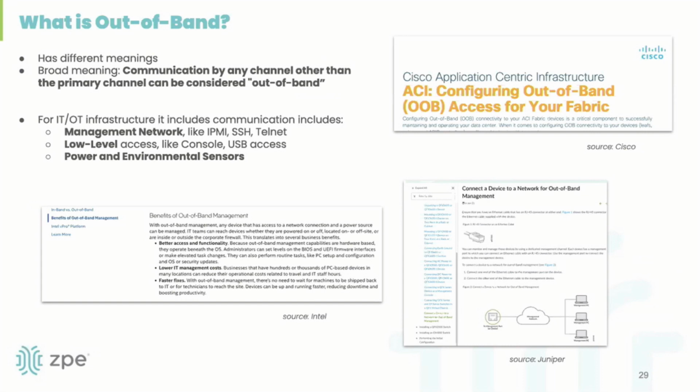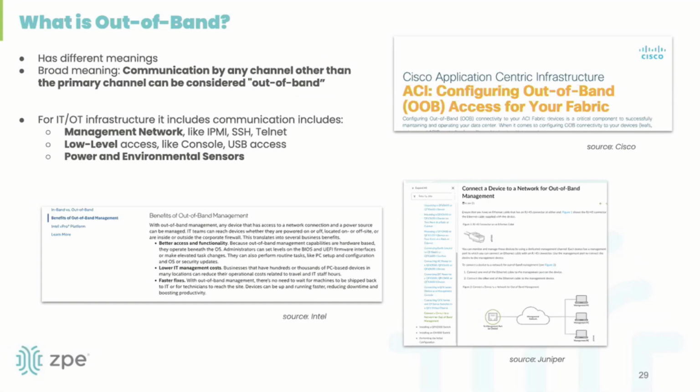It essentially means that you typically have a production network, or production communication channel, and you need to have a separate, ideally physically separated, second channel, and that second channel is considered your out of band.